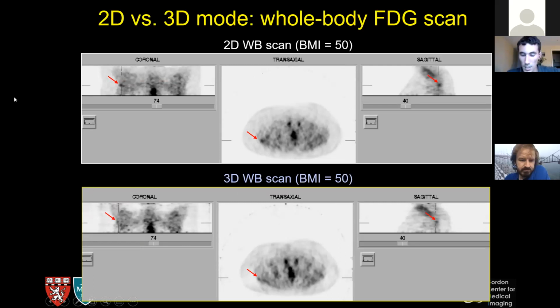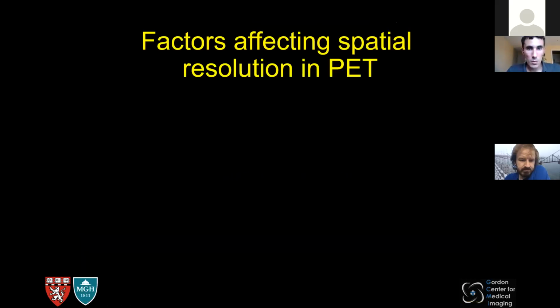Okay, so that's it for this part. So now we're going to talk about, to finish, the different factors that affect spatial resolution in PET.